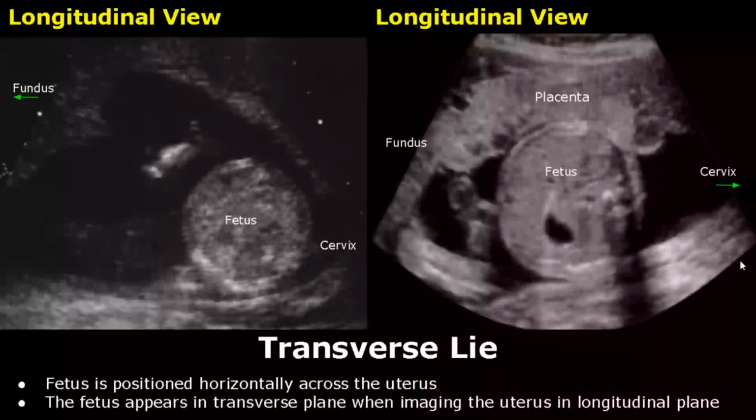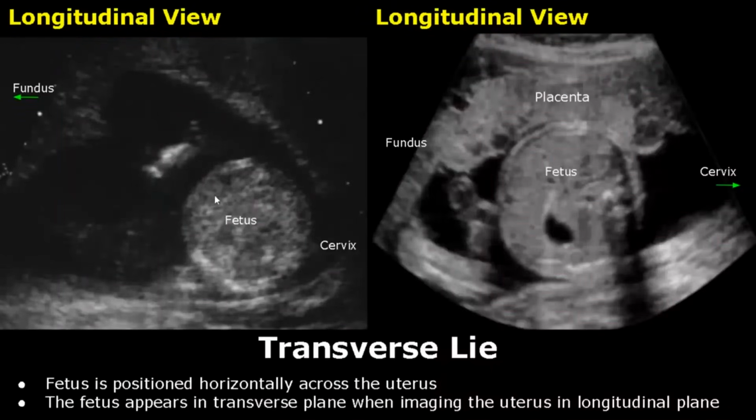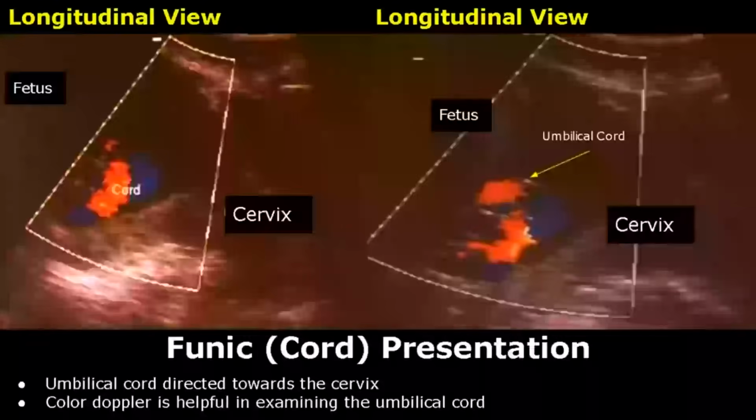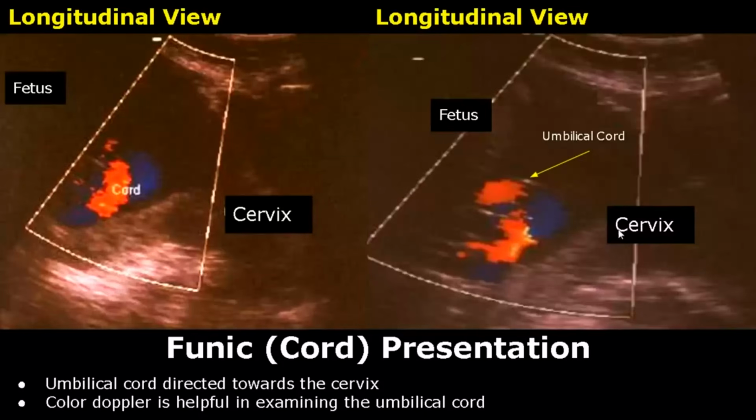In a transverse lie, the fetus is positioned horizontally across the uterus. Although this is a longitudinal view of the uterus, the fetus is seen in a transverse orientation, confirming that this is a transverse lie. In a funic or cord presentation, the umbilical cord is found right next to the cervix. Color Doppler is very helpful in locating the umbilical cord.